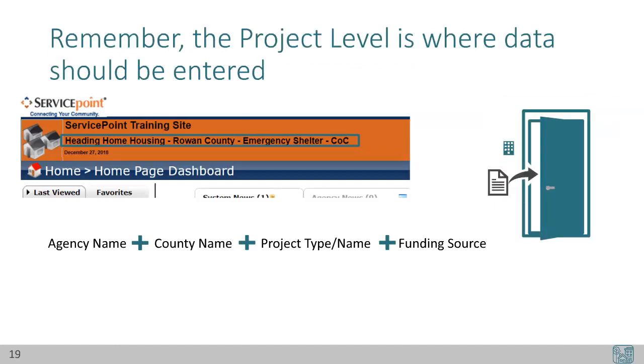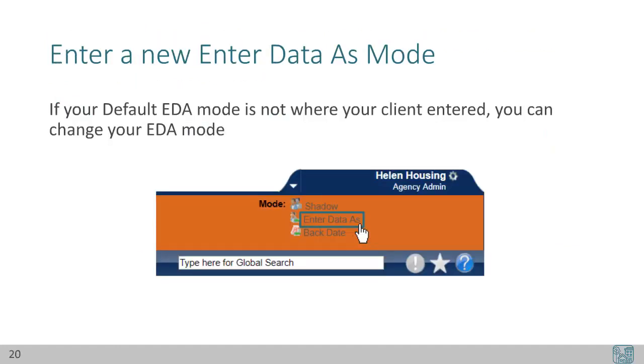Remember, the project level is where client data should be entered, so this default Enter Data As mode is ready to enter data and place it inside the correct project. If you work with only one HMIS project, ask for your default Enter Data As mode to be assigned there. If the default Enter Data As mode is not the right project for the client you're about to enter data on, then you must change your EDA mode and select the correct project.